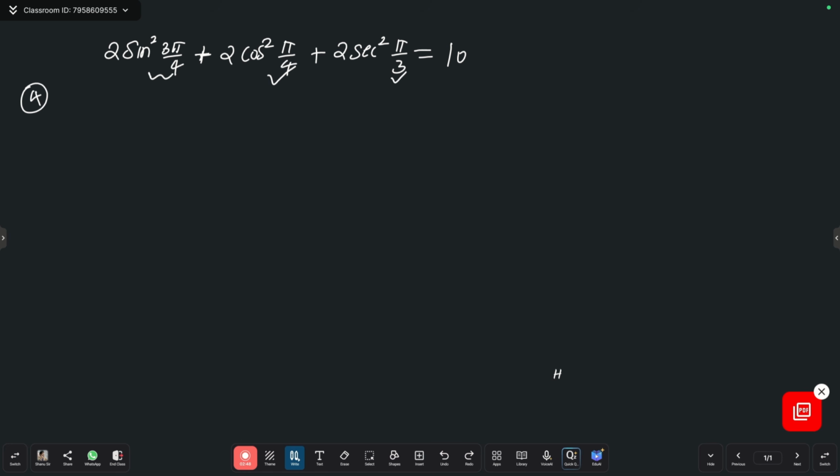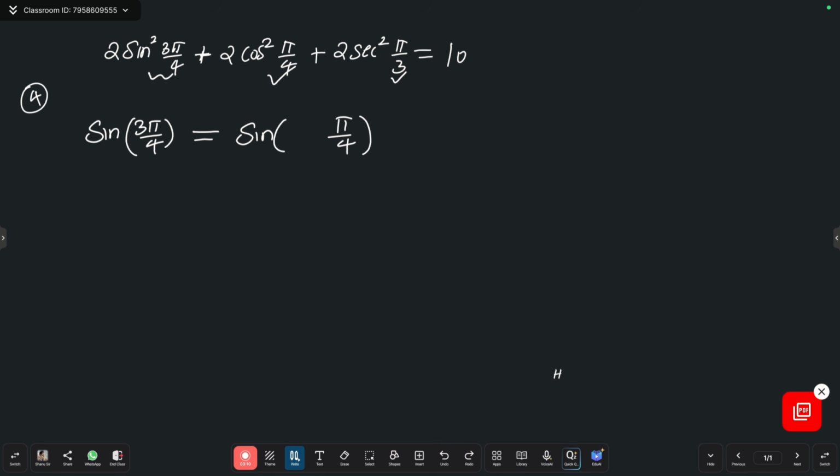This you do not know directly, 3 pi by 4. But we have a method so that we can calculate sine 3 pi by 4. So separately you should calculate sine 3 pi by 4 first. How to find sine 3 pi by 4? You know sine pi by 4, you know the pi by 4 angle.